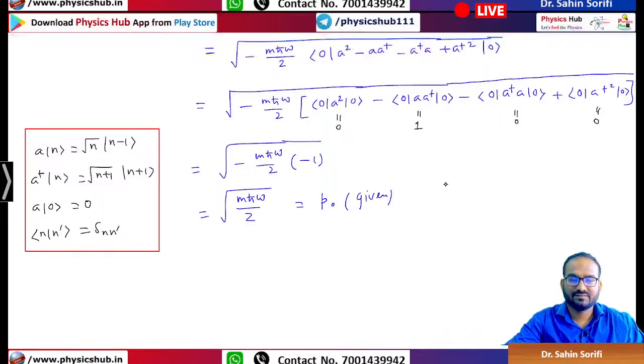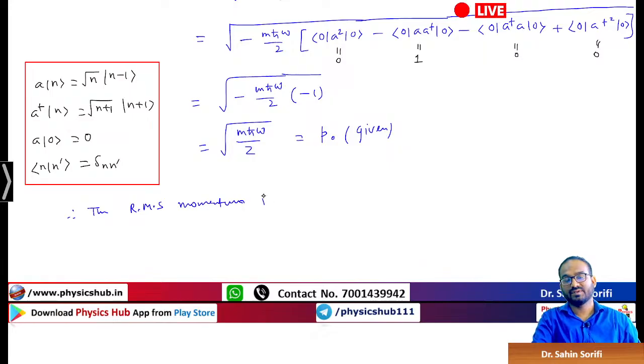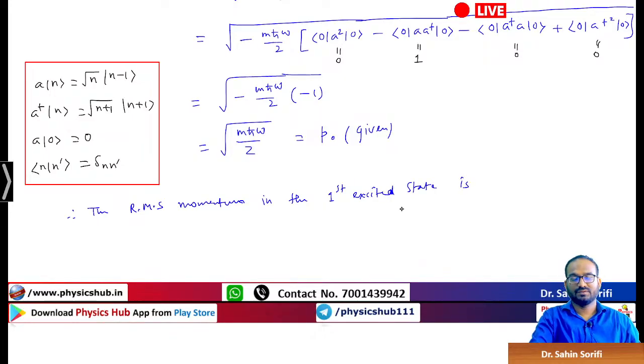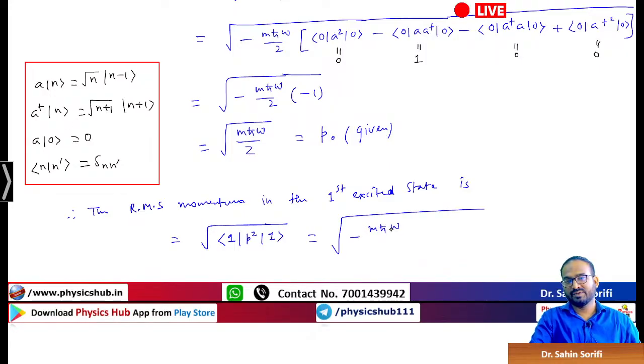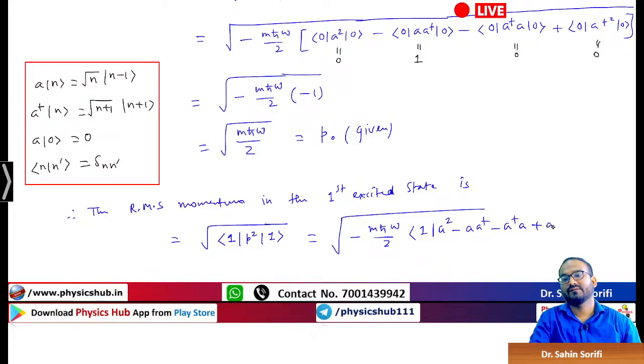Now you have to find the RMS momentum in the first excited state. We wrote 0 p square 0, so here first excited state means 1 p square 1. So this will again be minus m h cut omega by 2, and again those four terms will come: a square minus a dagger minus a dagger a plus a dagger square.